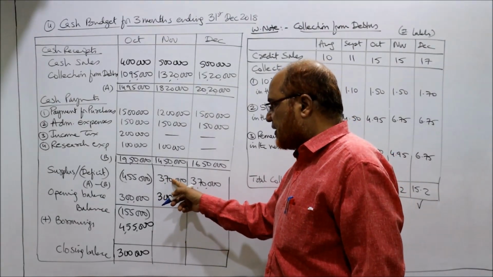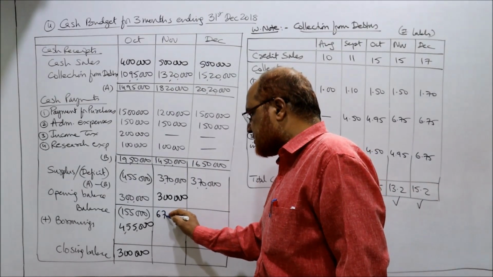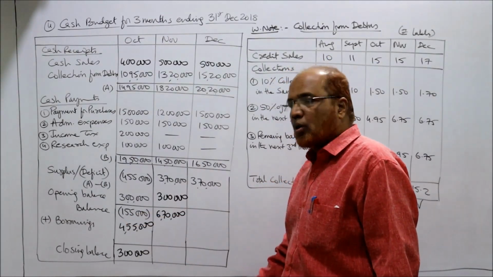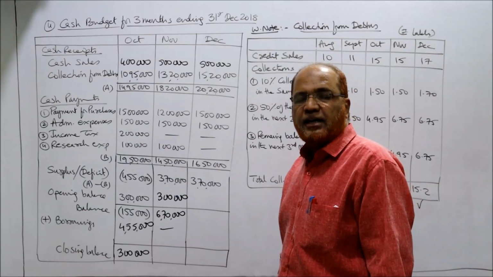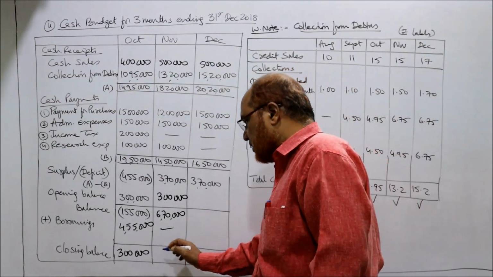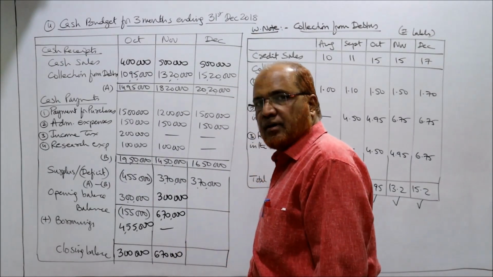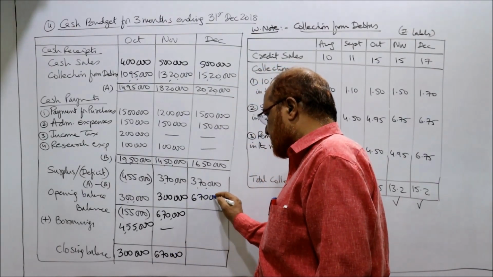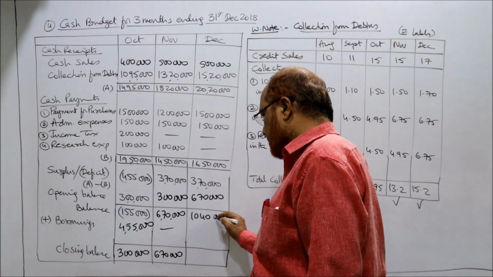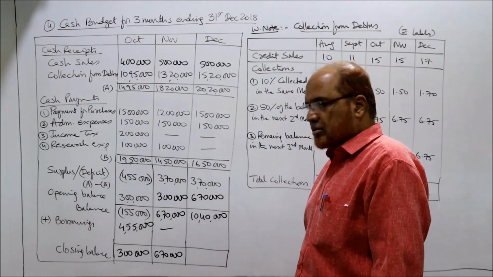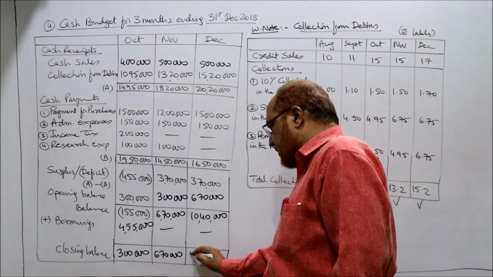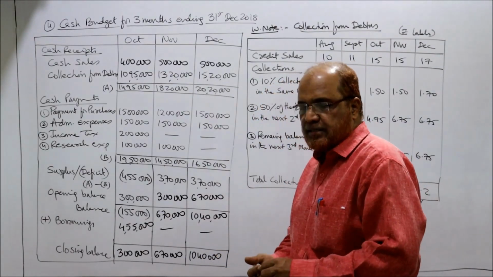नाउ सरप्लस 3,70,000 प्लस 3 लाख, टोटल इज 6,70,000. इज देयर इन नीड ऑफ बोरोइंग नाउ? नो. बोरोइंग की जरूरत तब पड़ेगी जब 3 लाख से कम बैलेंस रहा, या 3 लाख से ज्यादा का बैलेंस है तो कोई बोरोइंग्स की जरूरत नहीं है. 6,70,000, दिस क्लोजिंग बैलेंस विल बिकम ओपनिंग बैलेंस. 6 + 3 = 9, 10,40,000. No need of borrowing, क्योंकि कम से कम 3 लाख रखना है, 3 लाख से बहुत ज्यादा है, 10,40,000 है. नो नीड ऑफ बोरोइंग. दैट्स इट.